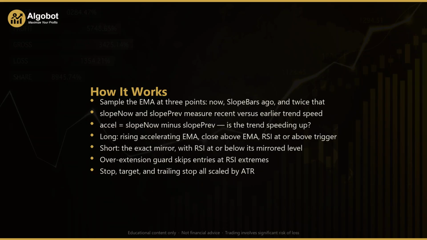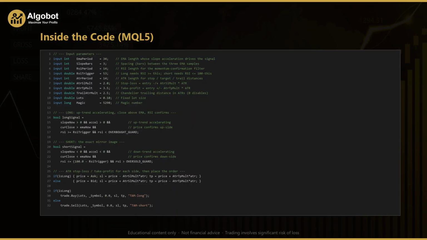Only one position is held at a time per magic number. Let's read through the actual MetaTrader code as it appears in MetaEditor. At the top are the inputs. EmaPeriod, defaulting to 34, is the moving average whose acceleration drives everything.